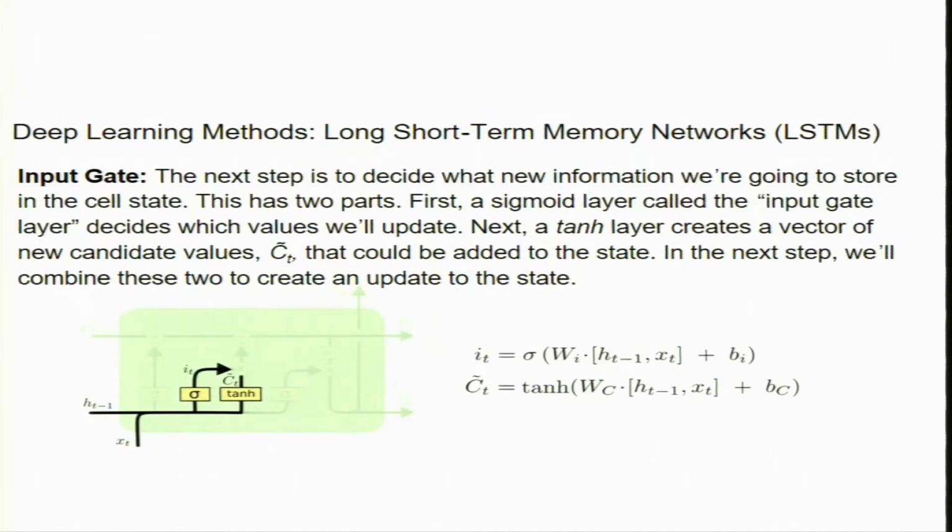The input gate is the next step, to decide what new information you are going to store in the cell state. This has 2 parts. First is a sigmoid layer called the input gate layer, which decides which values will be updated. The next is a tanh layer, which creates a vector of new candidate values, C hat t, that could be added to the state. In the next step we will combine these two to create an update to the state.